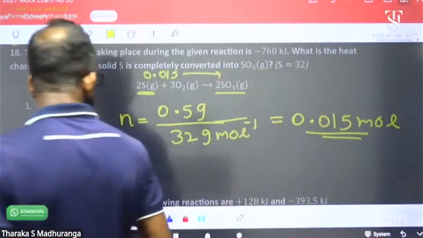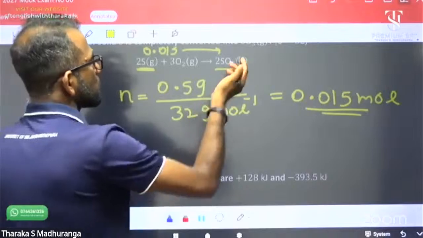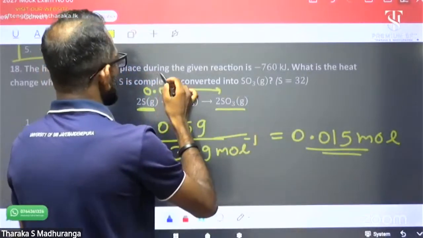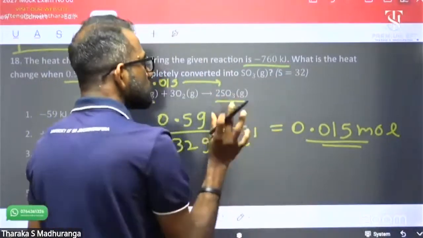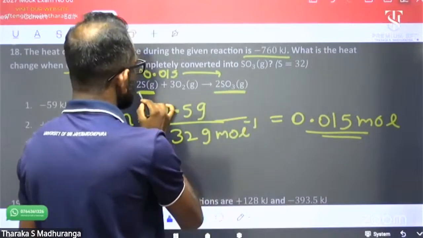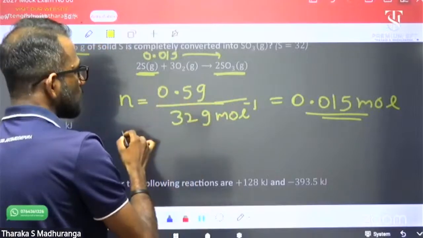Yeah, this is the way. First, you have to divide the heat change taking place during the given reaction. The heat change is given, it is minus 760. Now it is for 2 moles, no? Then first you have to calculate per 1 mole.